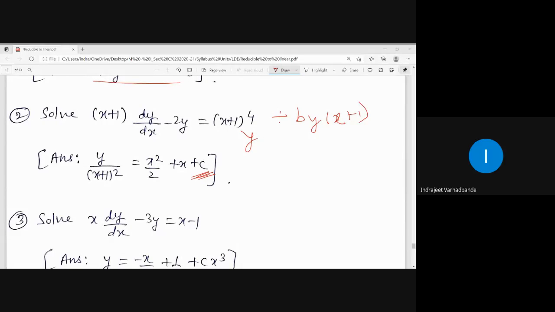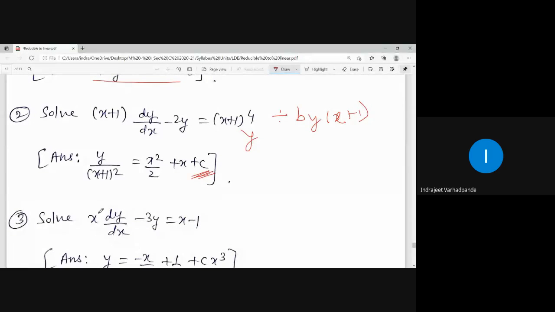Clear? Third one. Solve x into dy by dx minus 3y is equal to x minus 1.